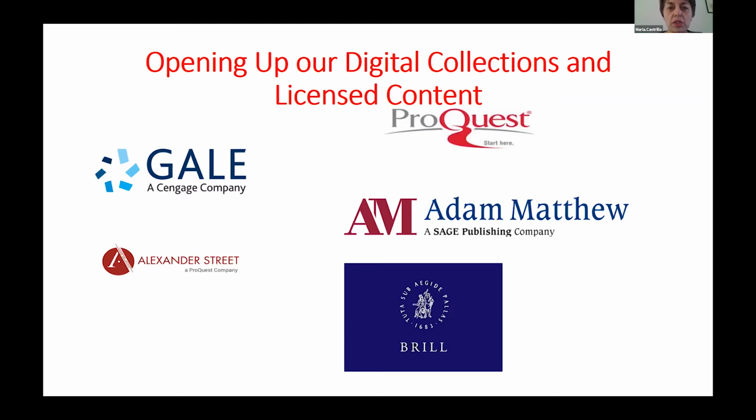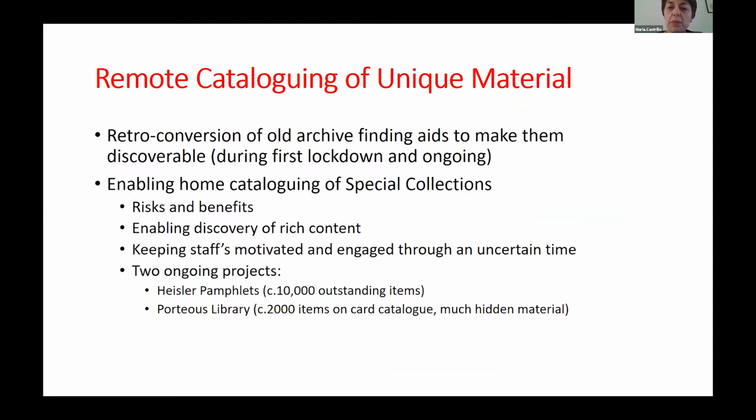One of the things we have been experimenting with during this period has been remote cataloging of unique material. And obviously, retroconversion of archives finding aids was an obvious one to pursue. And this is something that we have continued to do during the first lockdown, but also after the lockdown was eased, people still had to continue to work from home. So this was a route that we have explored and that we have made great use of. So we have converted a lot of our finding aids into discoverable catalog records.